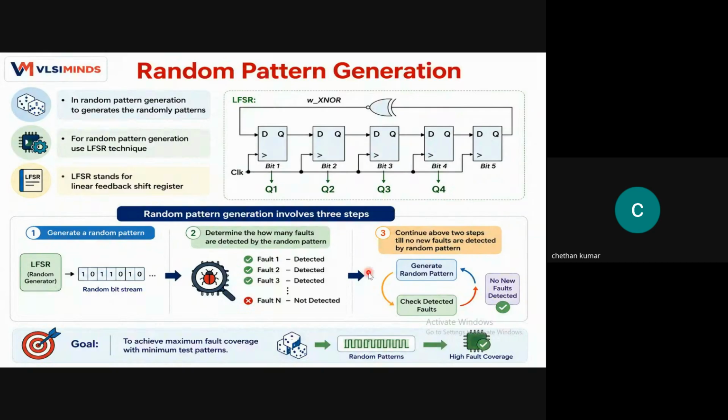But some faults may go undetected. Random pattern generation may not detect all the faults in the design, so that is a disadvantage. The advantage here is that we get a very small number of patterns. But all the faults will not be detected through this. That's why we will not go with random pattern generation either.